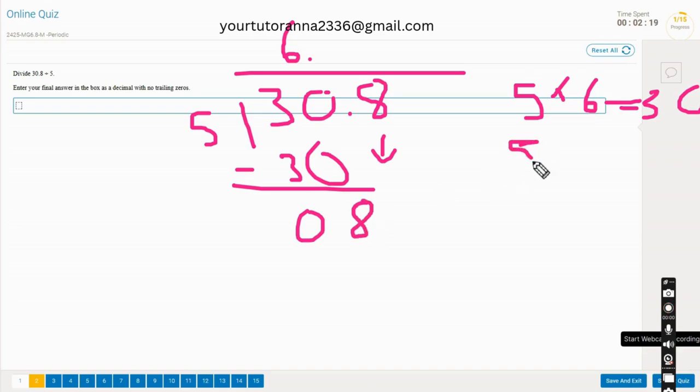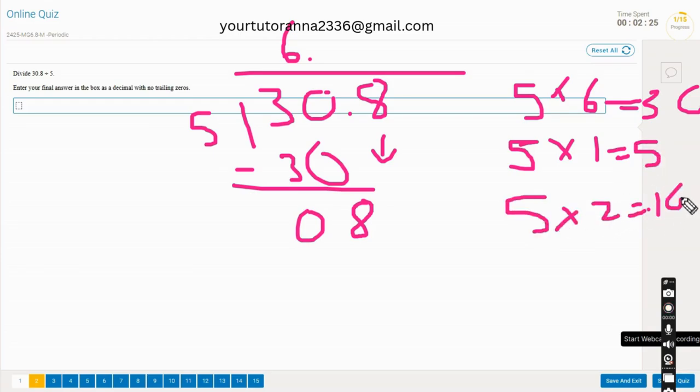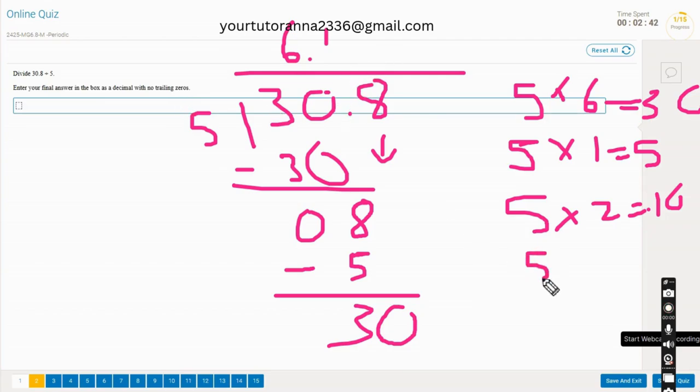Now we know that 5 times 1 is 5. And 5 times 2 is 10. So what is this? 2, right? We'll use 1 here. That is going to be 5. That gives us 3. Now you can add another 0 without adding any other 0 at the top. So what is that? 5 times 6 gives you 30. So you'll be doing 5 times 6 here. So 6 is here, 6.16.